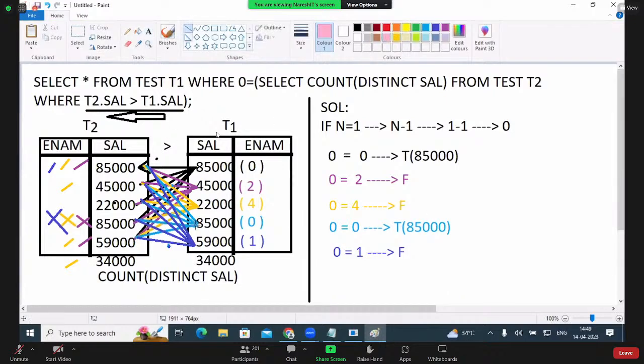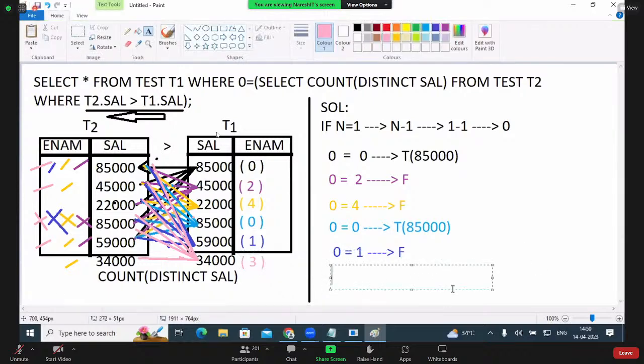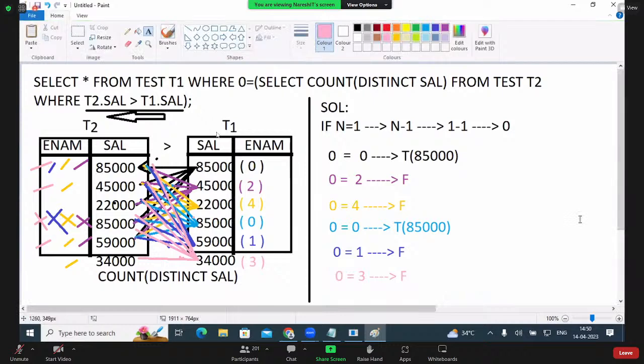Next one is what now? 34,000. 34,000 above. How many values are there? Above, 1, 2, 3, 4. But you have to, okay, don't count 1. Total how many here? 3. Okay, 3. The 3 compare now. 0 is equal to 3. Now condition true or false? False. So false.